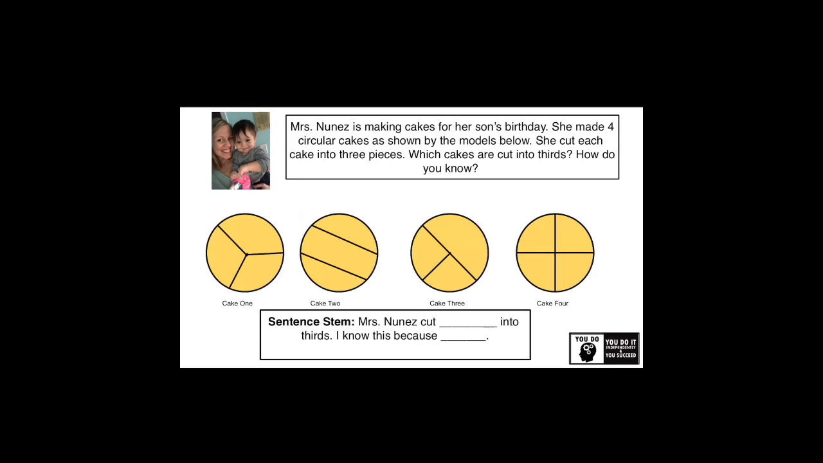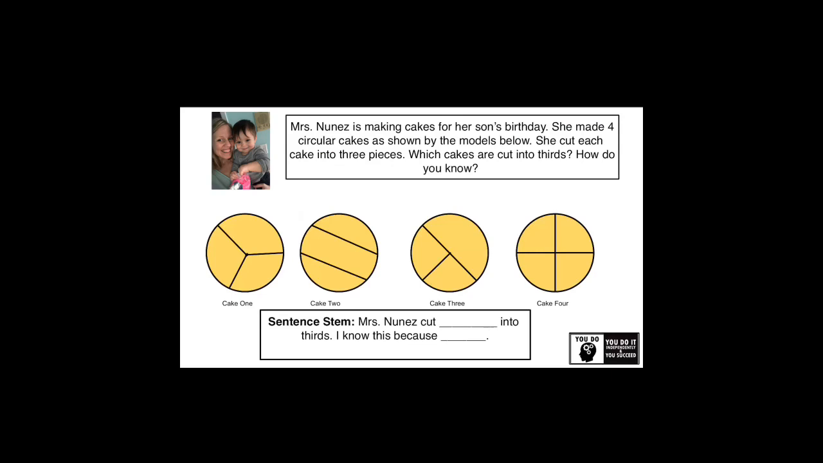Let's talk about our you-do. Our you-do says: Mrs. Nunez is making cakes for her son's birthday. She made 4 circular cakes as shown by the models below. She cut each cake into 3 pieces. Which cakes are cut into thirds? And how do you know?